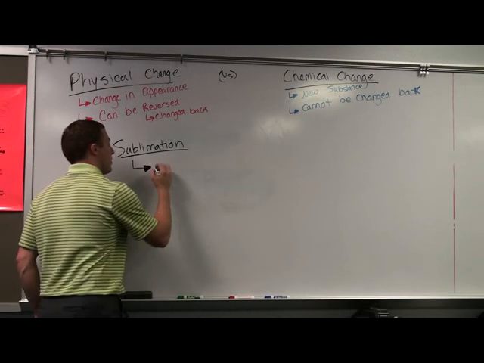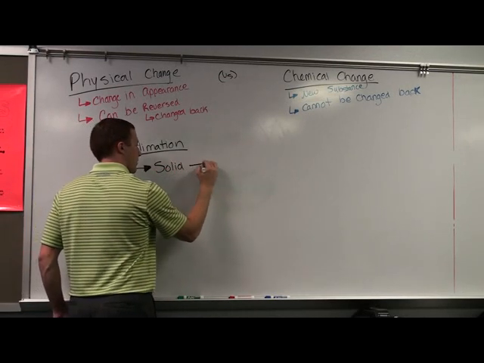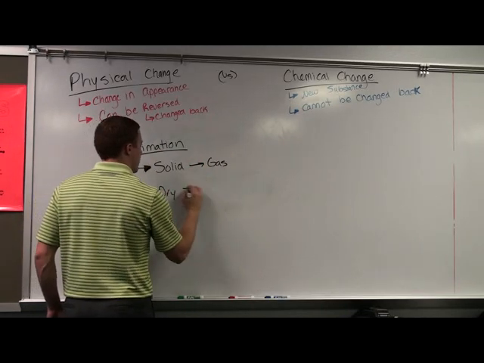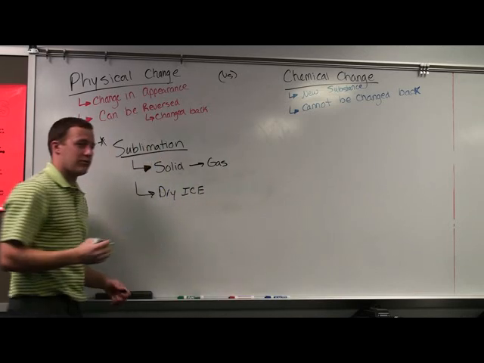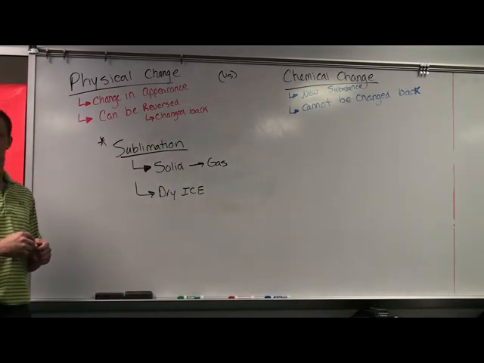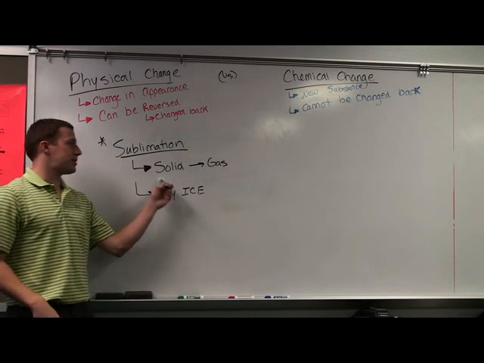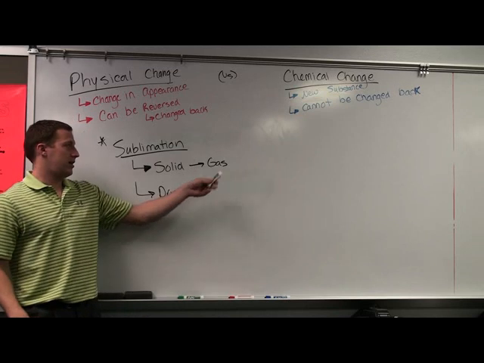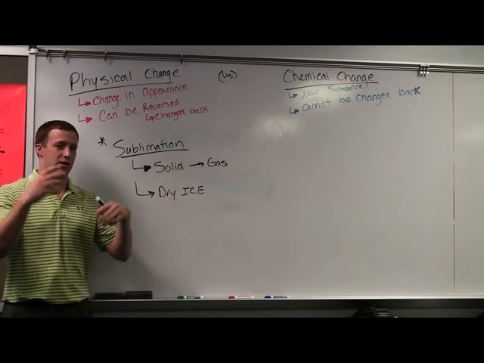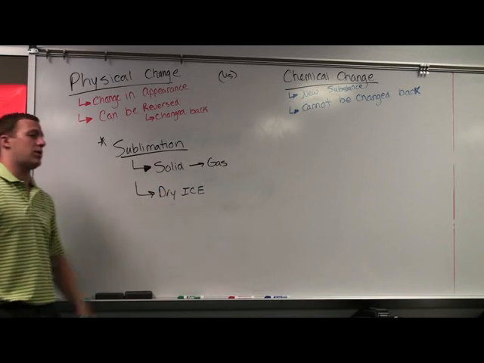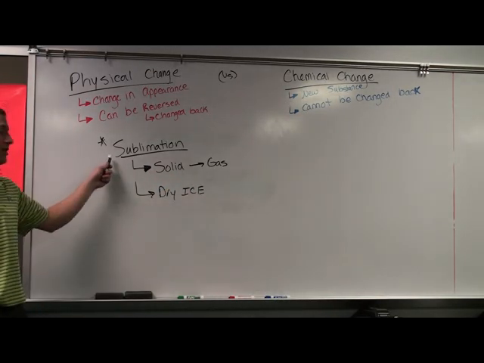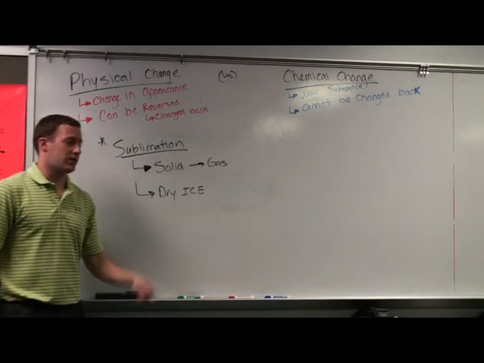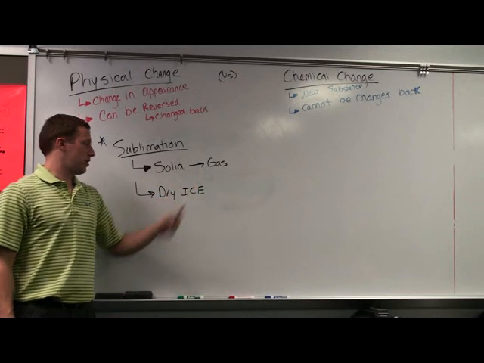Sublimation is going straight from a solid to a gas. An example is dry ice. You've seen dry ice before, I hope. It looks like a real piece of ice, but it's really just carbon dioxide. As soon as it starts warming up, it turns straight to a gas. There's no liquid in between. So what's sublimation? Solid to gas. Good.